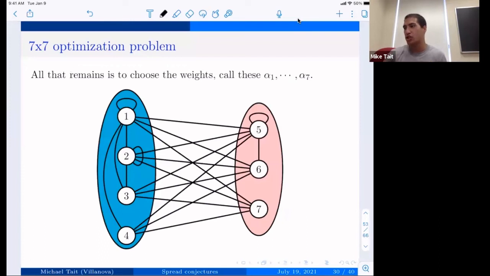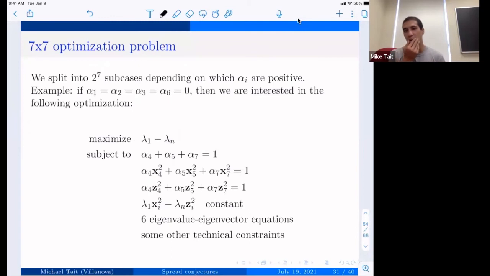So you have to choose the weights, and now you have this 7 by 7 quotient matrix, and basically you want to optimize the weights to maximize the spread, right? And yeah, we thought we would be able to do this by hand, but we couldn't. And so we had to do a computer-assisted proof now. So let me explain how this works.